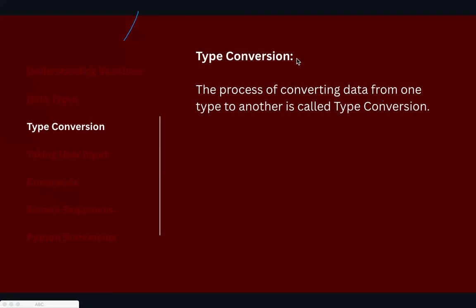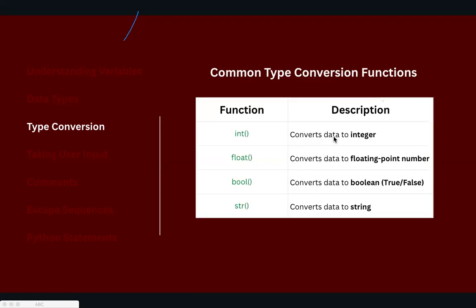So here, what is type conversion? It is the process of converting data from one type to another using a function. We have functions to convert one type of data to another, and we'll be discussing them. So for example, one second.